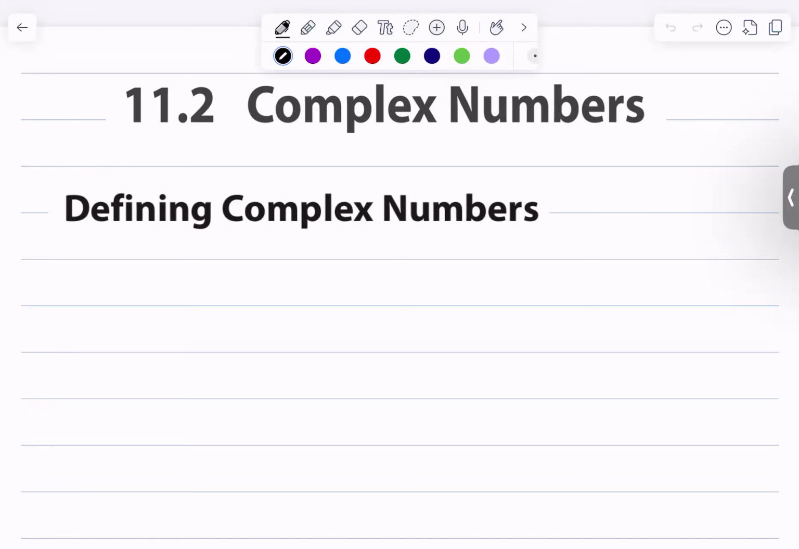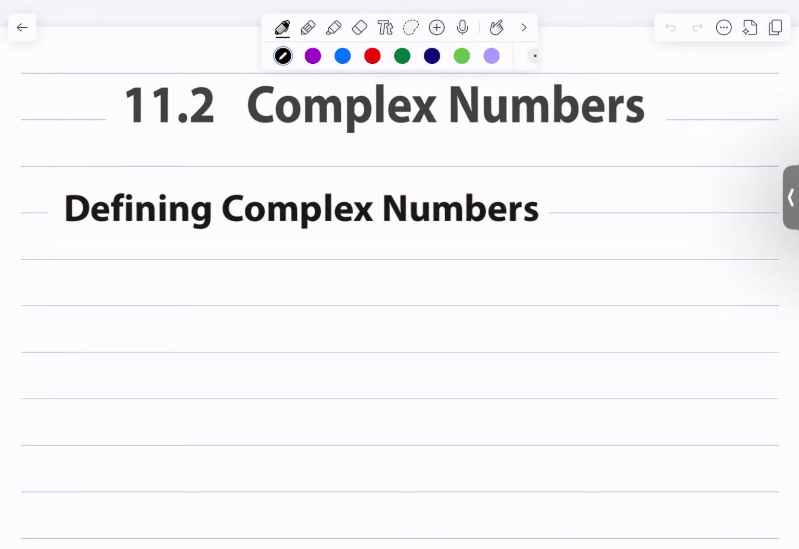Welcome everyone. This is 11.2 on complex numbers. So in our previous lesson, we talked about imaginary numbers, right? And any number with an i in it is an imaginary number. So what we're going to do today is talk about complex numbers.